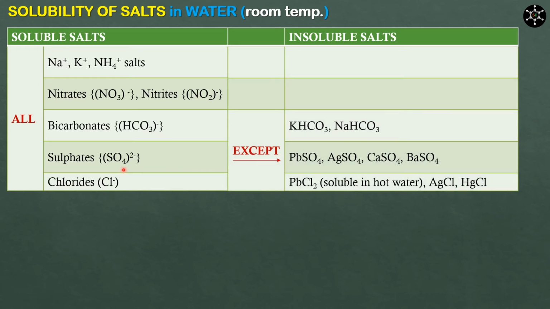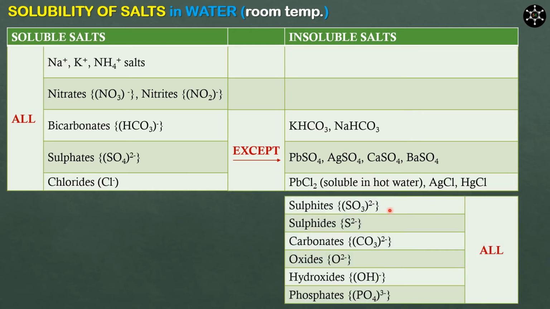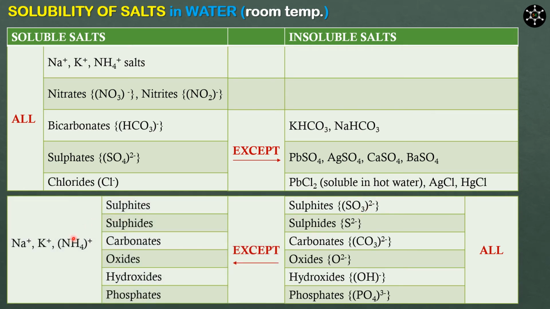All sulfate salts are soluble in water except lead, silver, calcium and barium sulfate. All chloride salts are soluble in water except lead, silver and mercurous chloride. Lead chloride is insoluble in water at room temperature but is soluble at higher temperature, meaning it becomes soluble in hot water. All sulfite salts are insoluble in water except sodium, potassium and ammonium sulfites.